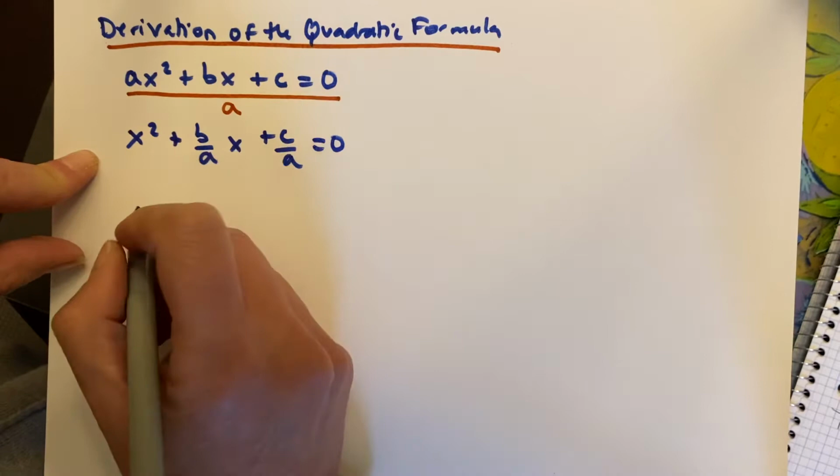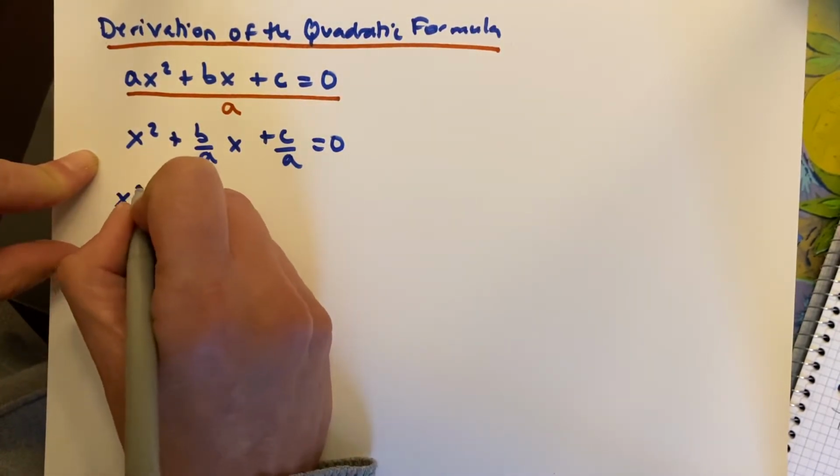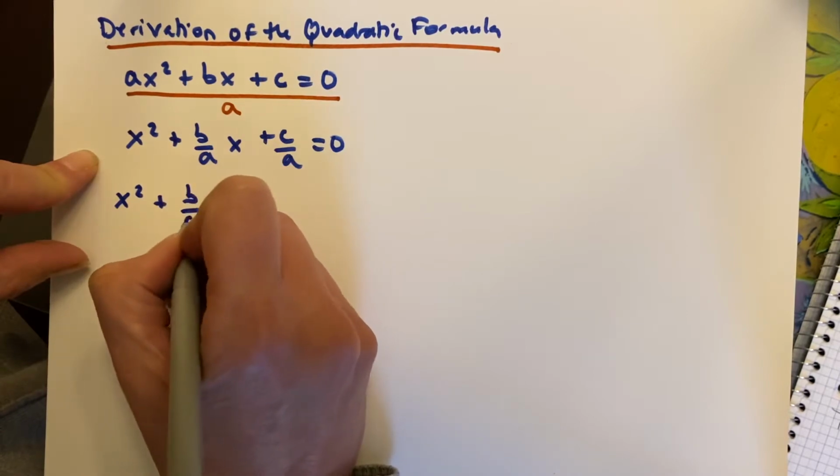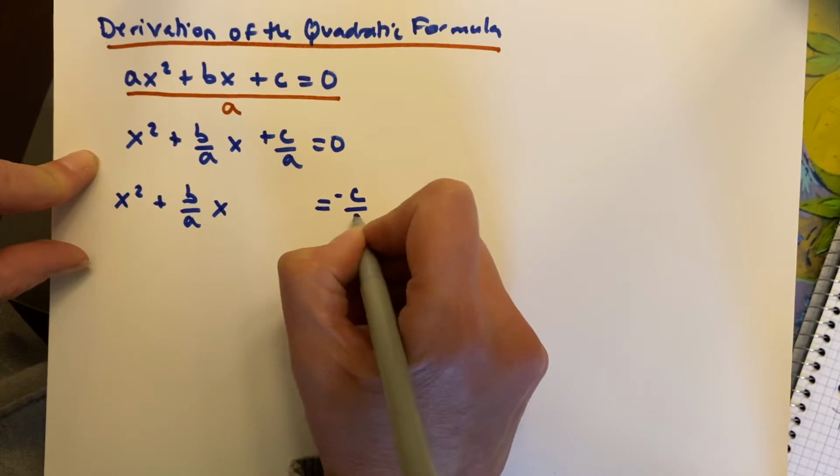Then I do what I always do with completing the square, which is I move the c over a to the other side, and I get x squared plus b over a times x equals negative c over a.